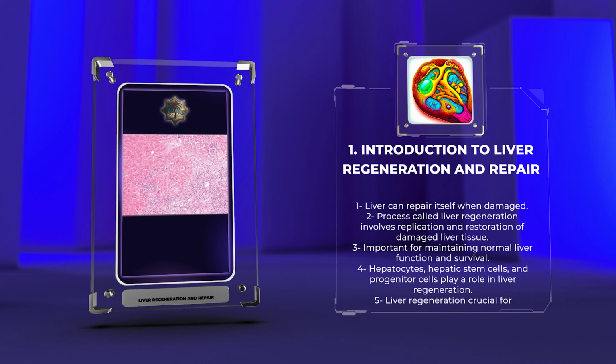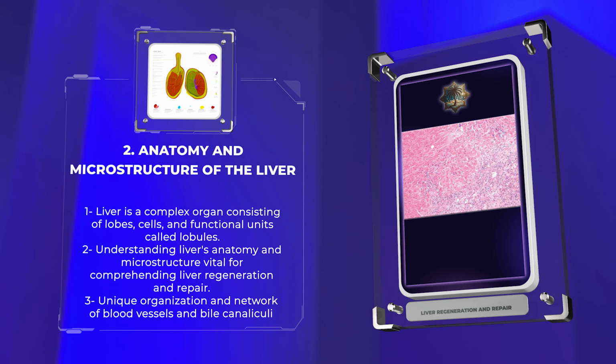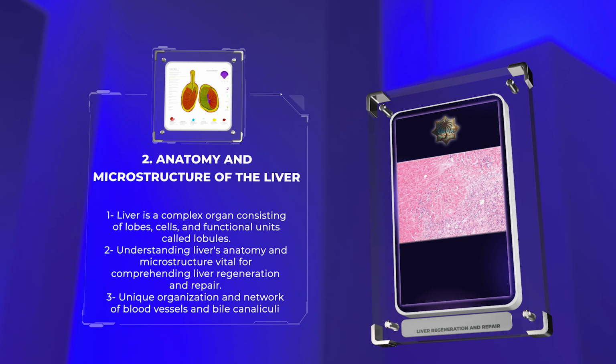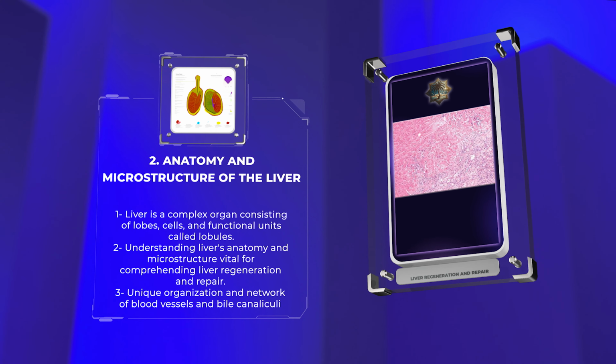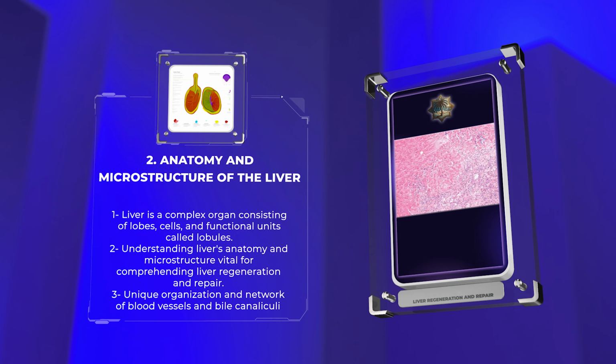The liver is a complex organ consisting of lobes, cells, and functional units called lobules. Understanding its anatomy and microstructure is vital for comprehending liver regeneration and repair. Its unique organization and network of blood vessels and bile canaliculi enable its regenerative capacity.